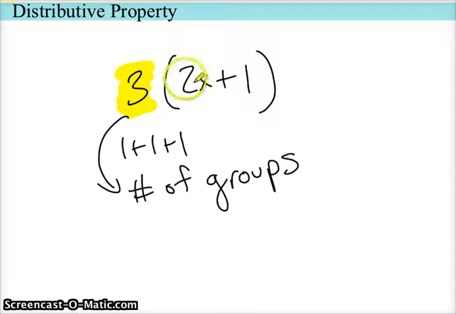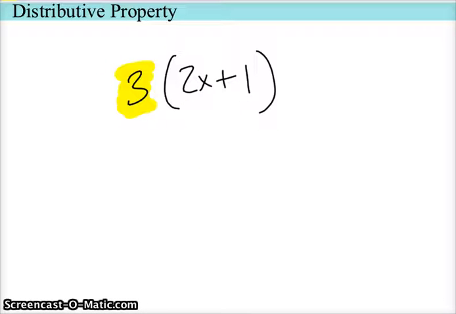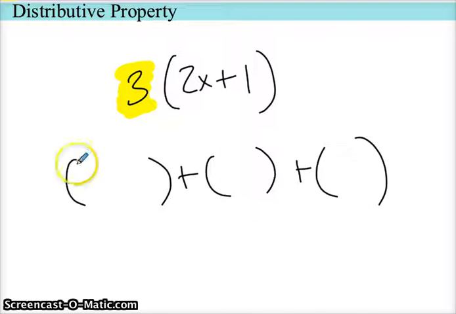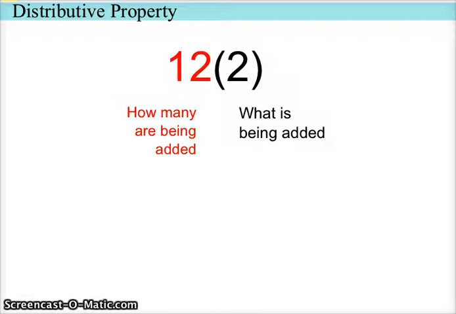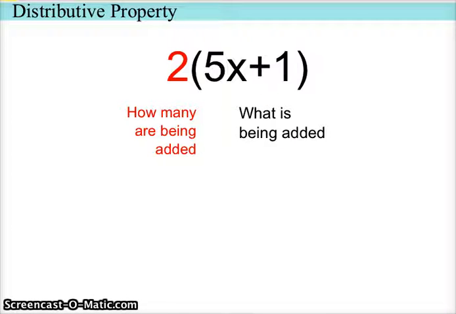So going back to this example, what this is really saying is that we've technically got 3 things added together. There's that group number. And the things being added in this case are groups of 2x plus 1: 2x plus 1, 2x plus 1. So 3 is how many are being added, and 2x plus 1 is what is being added.